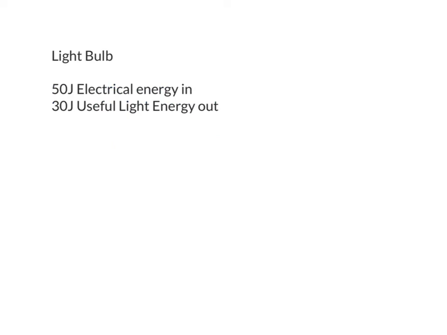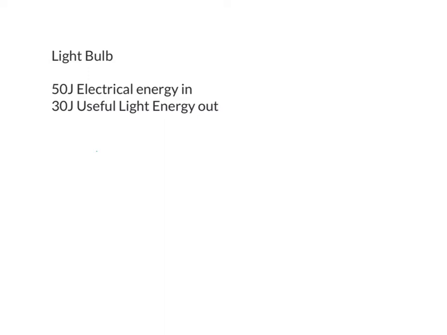Okay, so now we'll look at an example of a question. So in this question here, we're talking about a light bulb. We've been told there's 50 joules of electrical energy going in and 30 joules of useful light energy out. Now what's important here is that these don't add up. So we're going to look at how we can tackle a question like this.